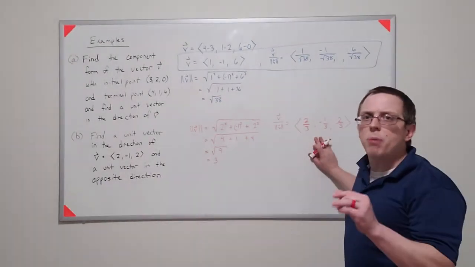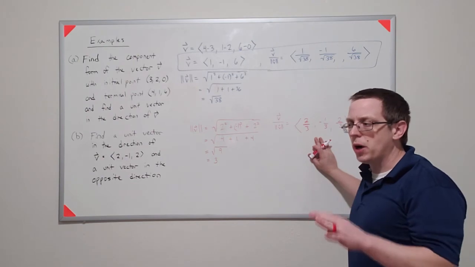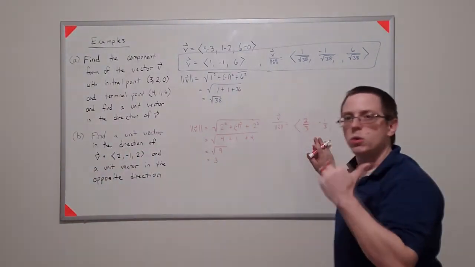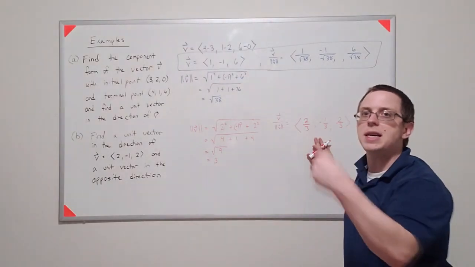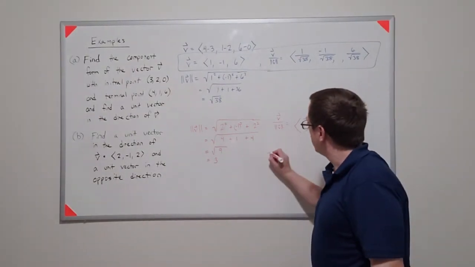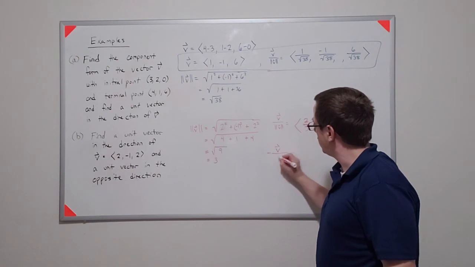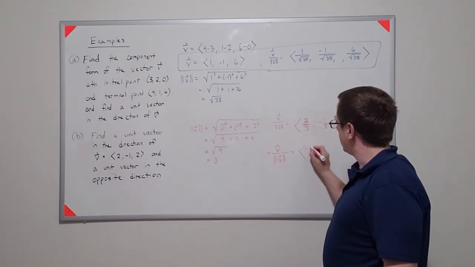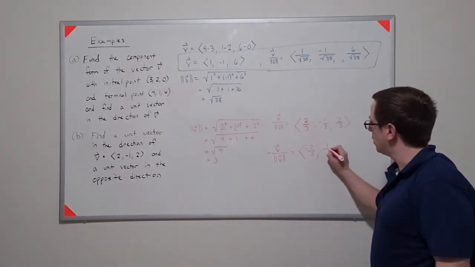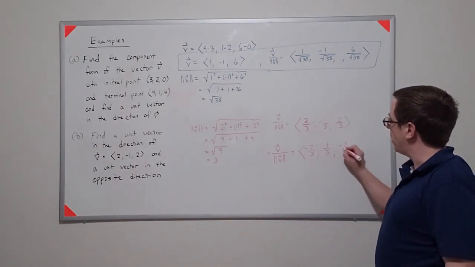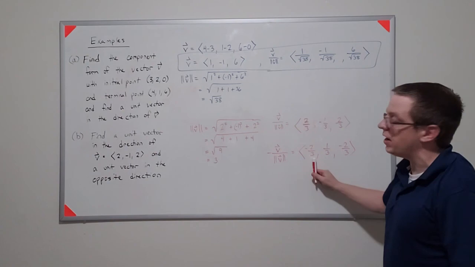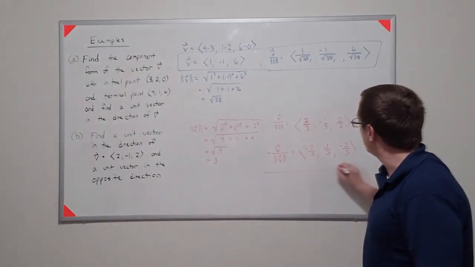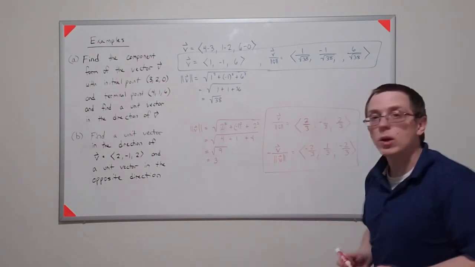Now we want one in the opposite direction. So when we think about the opposite direction, it's instead of going forward, we go backwards. So all we have to do is negate each component. So by negating each component, we now have -2/3, +1/3, and -2/3. And there you have it.